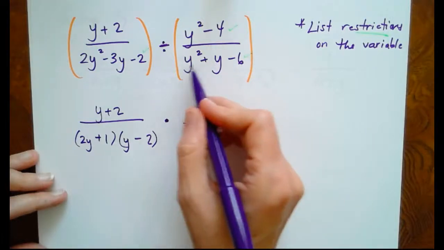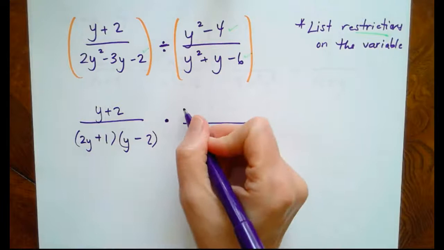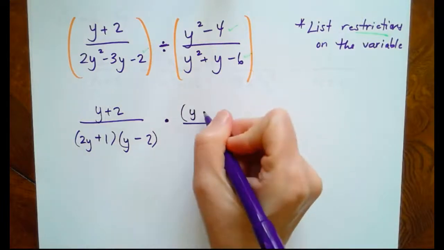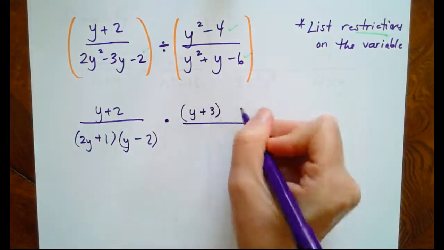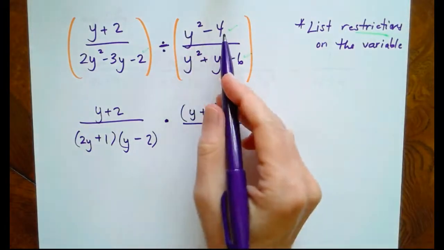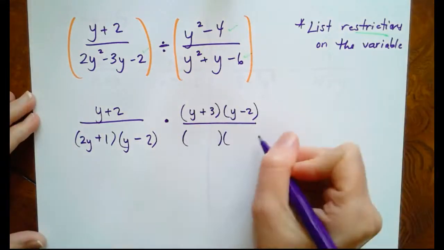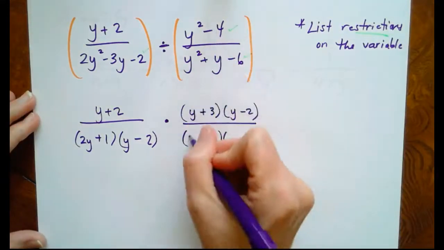So this expression, y squared plus y minus 6, is coming up to the numerator. So that is going to be y plus 3, y minus 2. The y squared minus 4 is, of course, the difference of squares. Put it on the bottom since we're multiplying by the reciprocal.